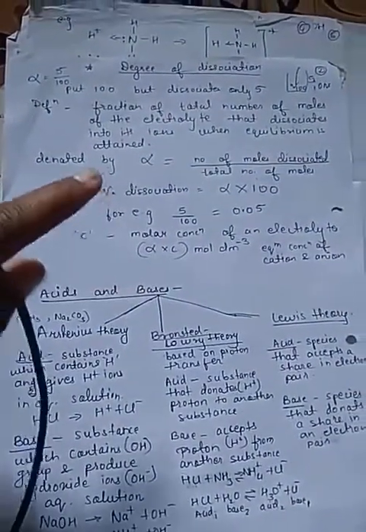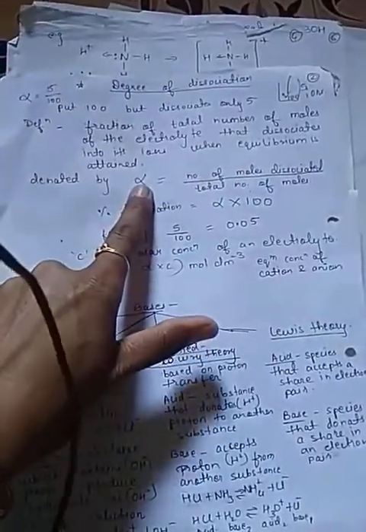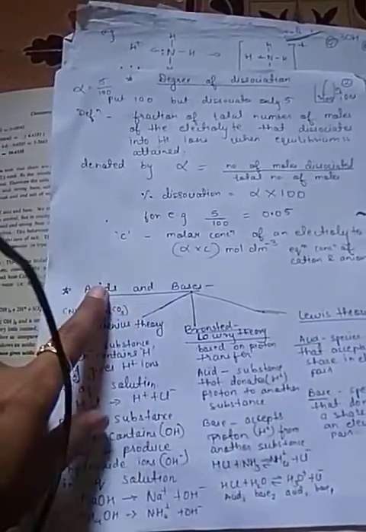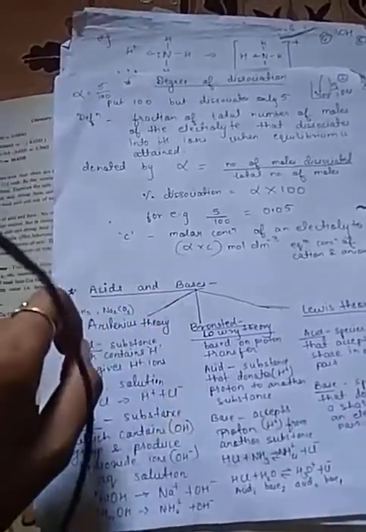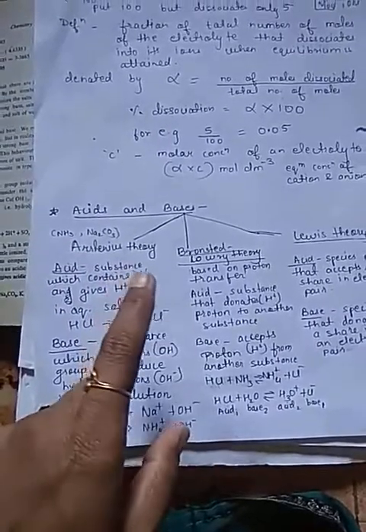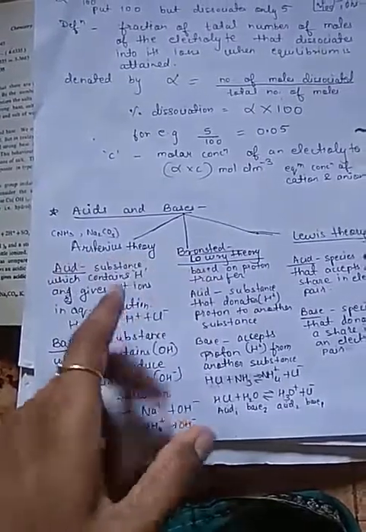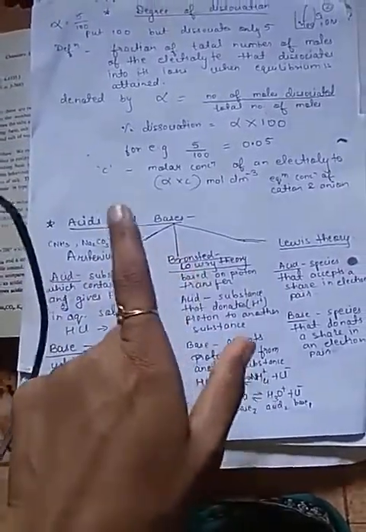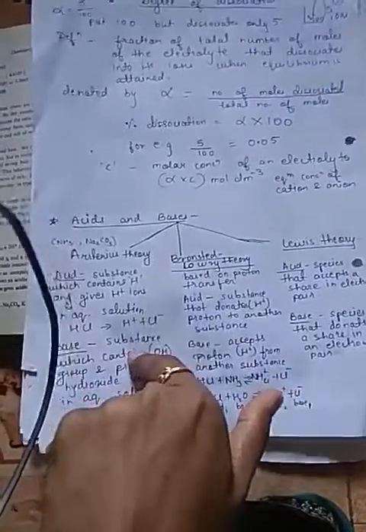Then this degree of dissociation is being expressed in terms of molar concentration. When you multiply by the concentration, that is C, moles per decimeter cube. It is denoted by the letter alpha. Alpha is degree of dissociation. Now let's turn to acids and bases. Now you all know that acids, they have low pH, bases, they have high pH. So these acids and bases are classified or they are defined according to different theories. We have seen different theories: Arrhenius, then H plus OH minus ion, Lowry Bronsted and Lewis theory.